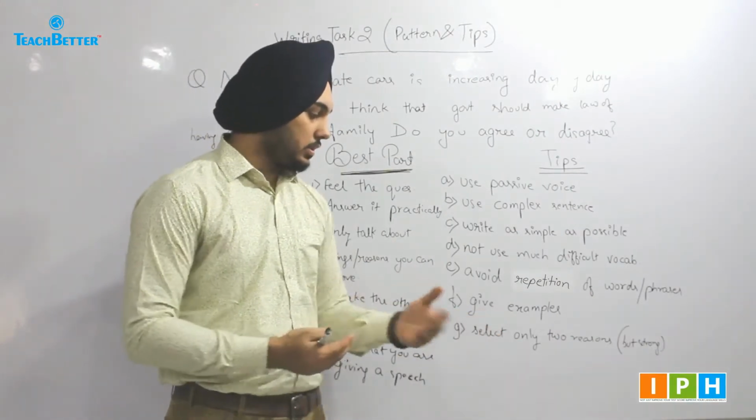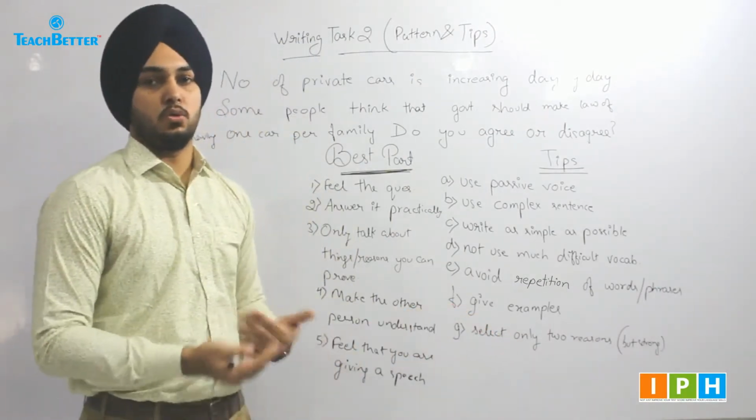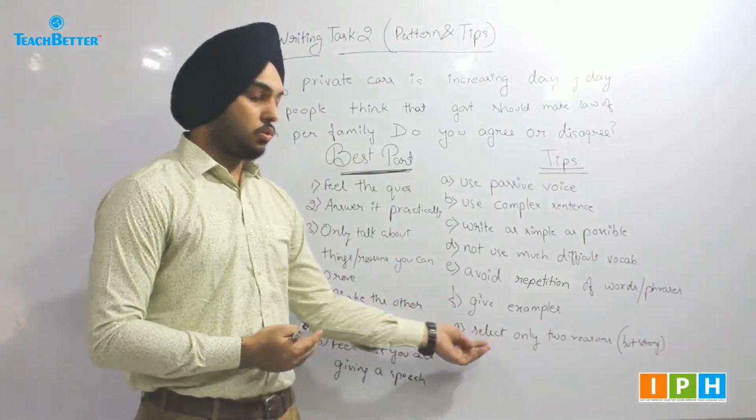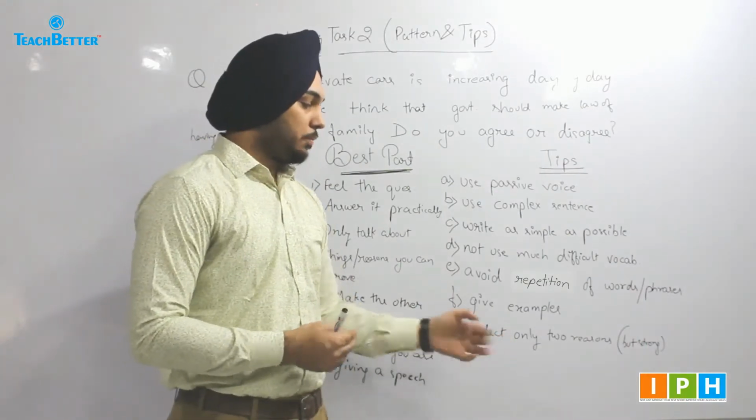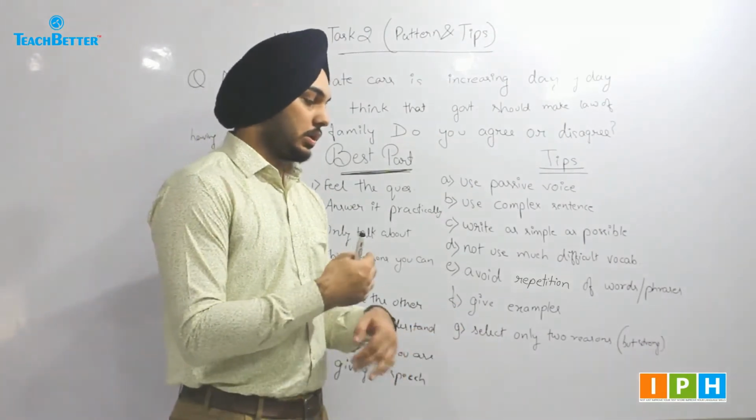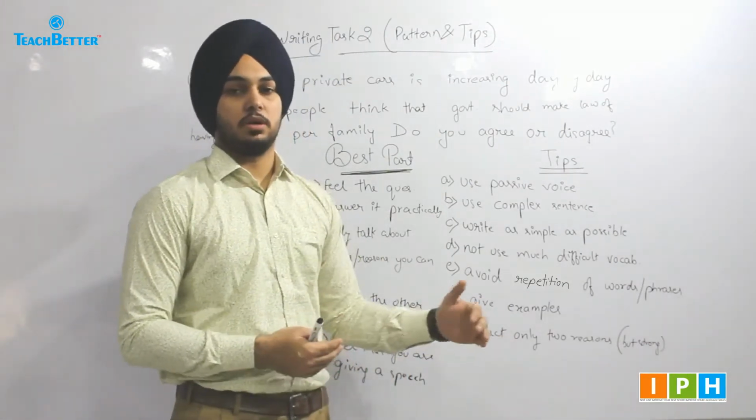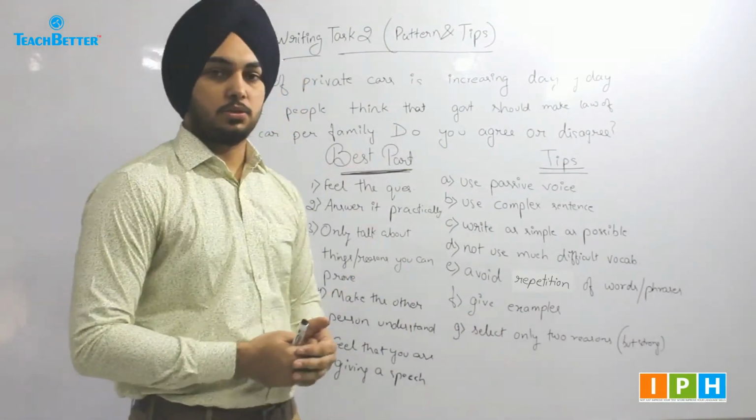that if we take only two reasons, as we have to write only two body paragraphs, we should take only two reasons so that we can prove them with an accurate example, and we can conclude that we are correct with our reasons. That will be the best way to write our writing task 2.